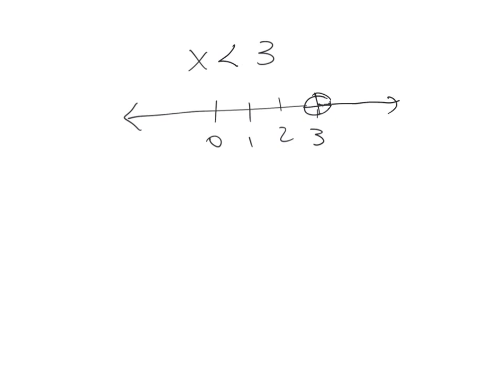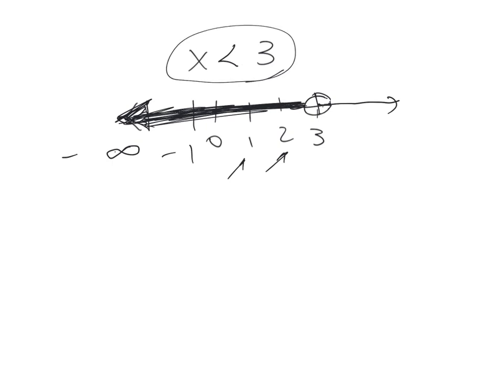Then we would still have this line, but now we're talking about all the values less than 3, right? 2 is less than 3, 1 is less than 3, 0, negative 1, all the way on to negative infinity. And you don't have to write negative infinity. I'm just showing you that there are an infinite number of solutions that would satisfy an answer of x is less than negative 3. Okay, so we're going to do that, and we're going to graph a whole one.